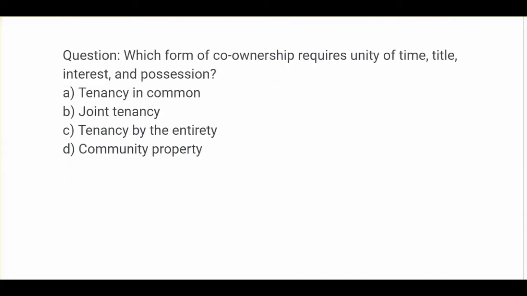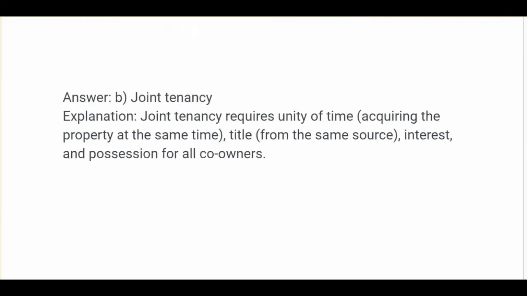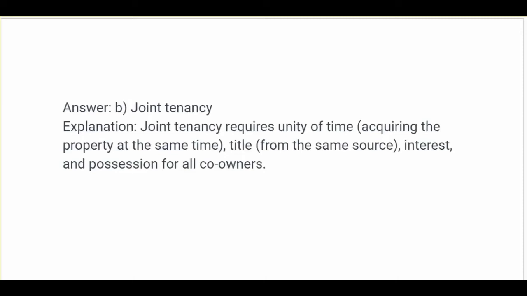Which form of co-ownership requires unity of time, title, interest, and possession? B. Joint tenancy. Joint tenancy requires unity of time, acquiring the property at the same time, title from the same source, interest and possession for all co-owners.